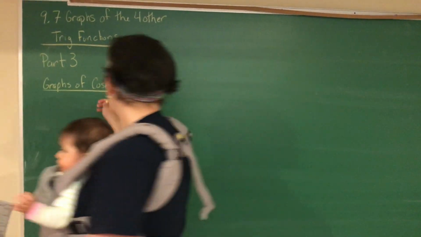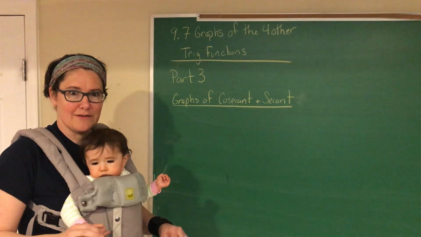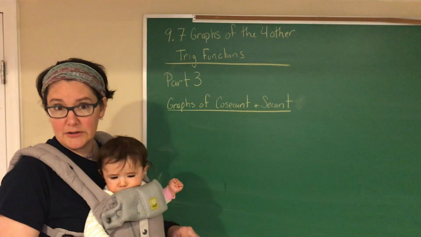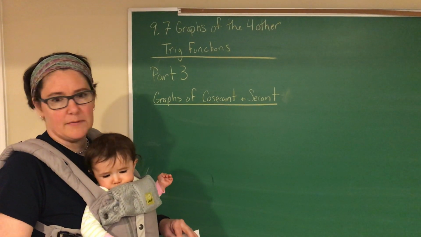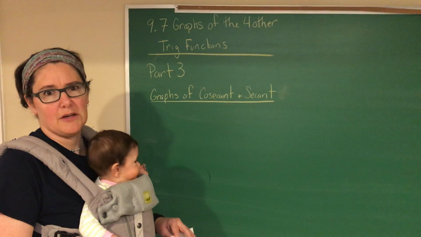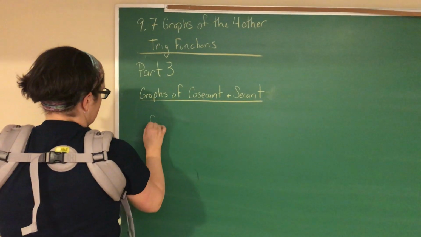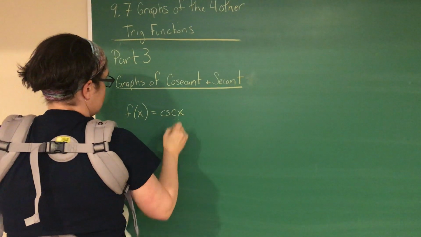Okay, so we're going to start with the cosecant function, and again, our goal on all of these graphs is to get a little intuition into what these graphs look like, so that you can get comfortable with them and be able to draw them even if you don't have a graphing calculator in front of you. Okay, so we want to first talk about f of x equals cosecant x.